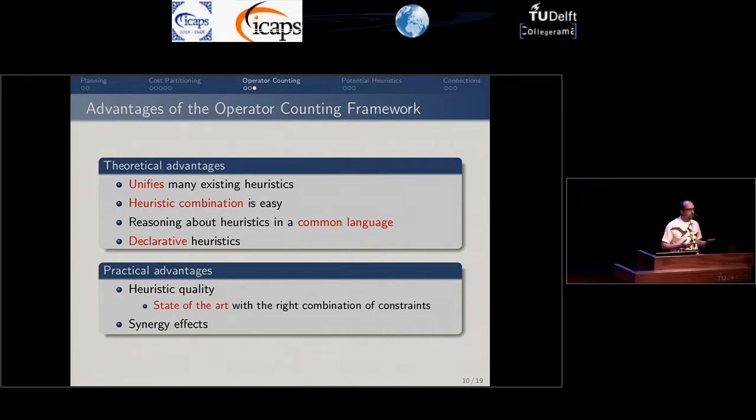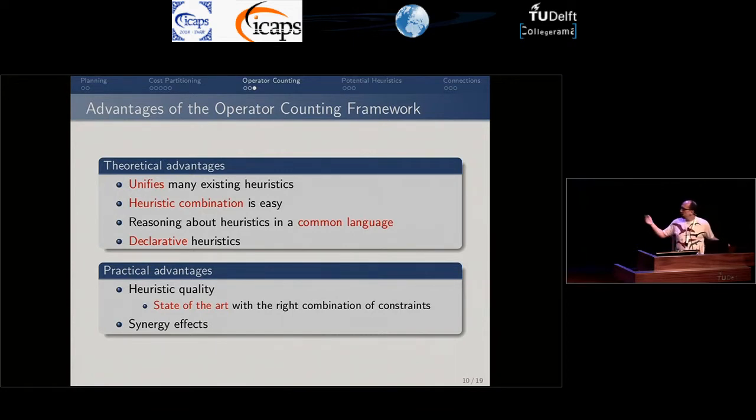It also allows us to reason about the heuristics that we express in this framework more easily, because they are all expressed with linear constraints, and they are all expressed in the same language, so it's easier to compare them and analyze if one of them dominates the other one. And finally, these heuristics are what we call declarative, which means that instead of spending a lot of time coming up with a good idea for a new heuristic, you can write down information that you know about the problem in a declarative way and let the LP solver do the hard work of figuring out how to combine this information and coming up with a good heuristic value.